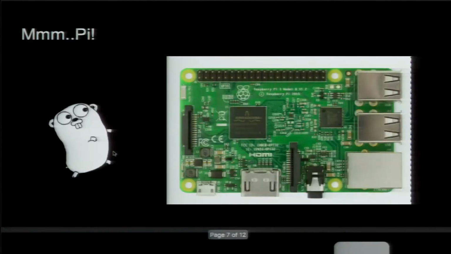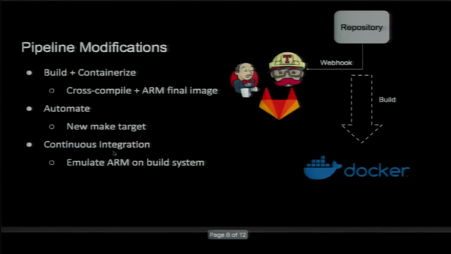But I kind of want to run it on ARM, and this doesn't work right now. If I try to run it, I get an exec format error, and that's understandable because it's not compiled for ARM. So what modifications do I need to make to my pipeline to make this work? First of all, I need to cross-compile. Seems straightforward. Go does that pretty well. And then I need to use an ARM base image. Right now I'm not using one, so that's something I need to change. So I need a new Dockerfile, and automate is basically the same. I just need a new target in my makefile, and that should work.